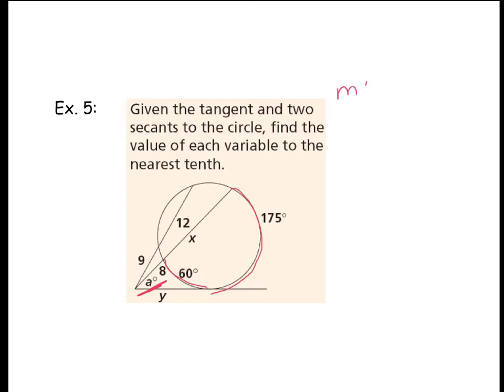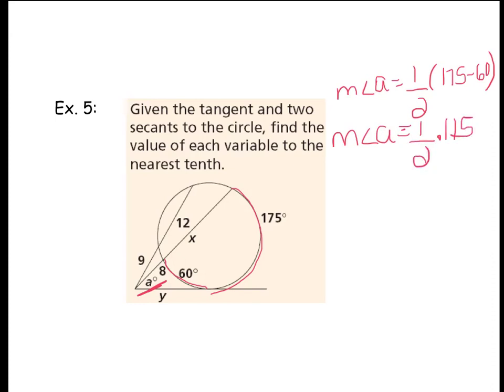So measure of angle A equals 1/2 of 175 minus 60. Simplify that, and we end up getting 57.5, I believe. So measure of angle A is 1/2 of 115, so you get 57.5. So that's what angle A is.